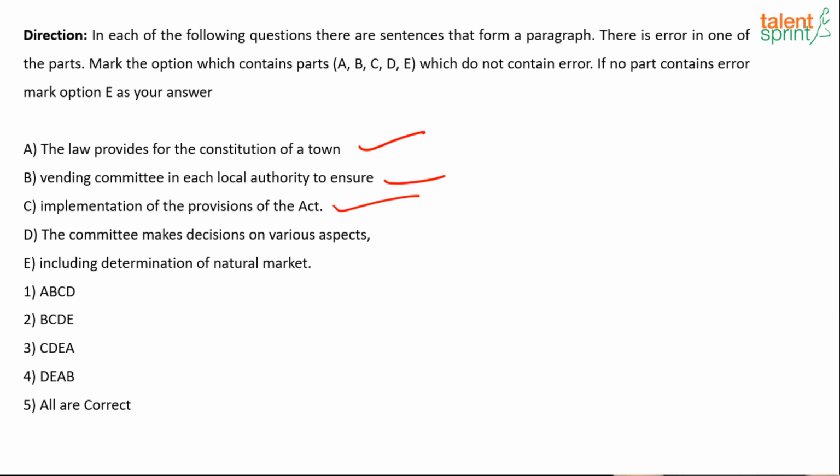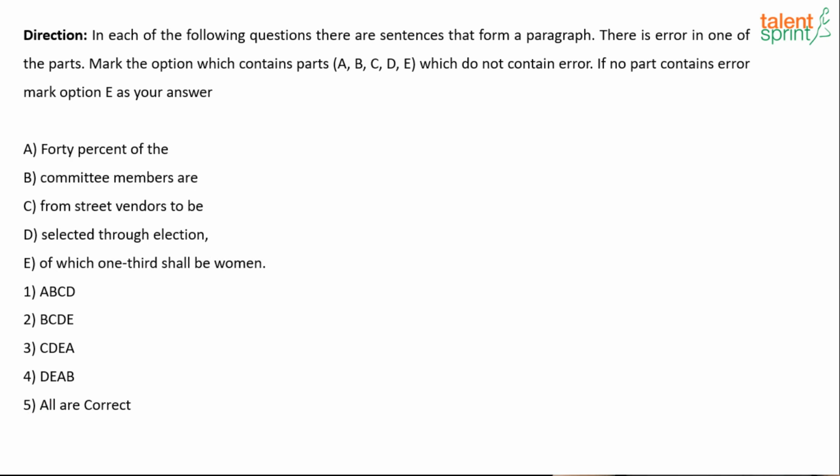So the committee makes decision on various aspects, including determination of natural market. The committee is the one that makes decision on natural market as well. Alright, so everything is absolutely fine, no error at all. So moving on to the next question then. Let's solve it a little quicker.